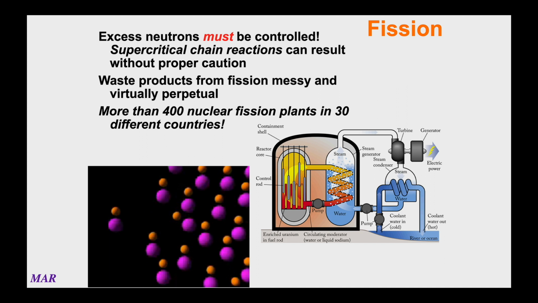And there's more than 400 nuclear fission plants in 30 different countries. In the United States, as we'll see, there's both pro and anti-nuclear fission people out there. There's been some issues with nuclear fission plants in the past in the United States. However, that was quite a few years ago.